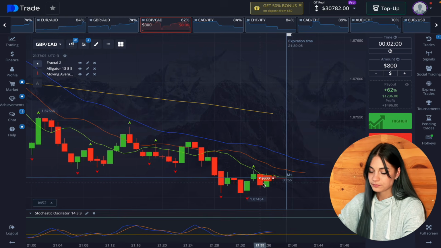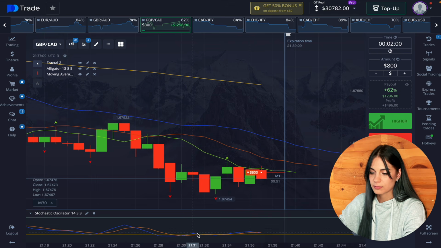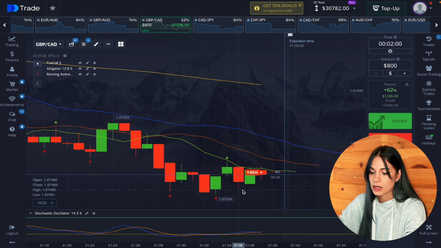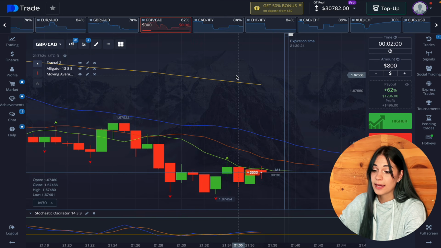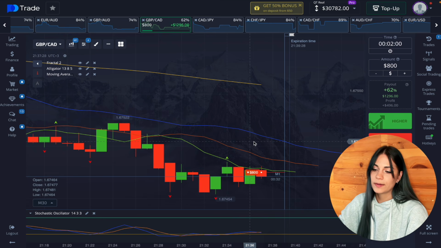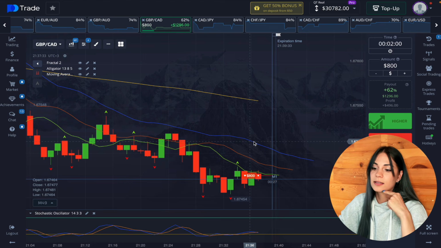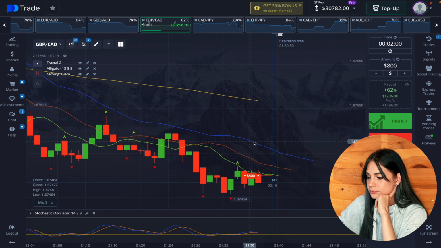All right, so right here we are opening our next deal, entering it this way. Stochastic is actually really close to the level of the oversold area, but it's not there just yet, and the last candlestick showed us that everything is fine, and we also have the fractal signal, and the EMA is in the perfect position right now. We're opening this deal for a downtrend for 2 minutes as well, and let's see what's going to happen.